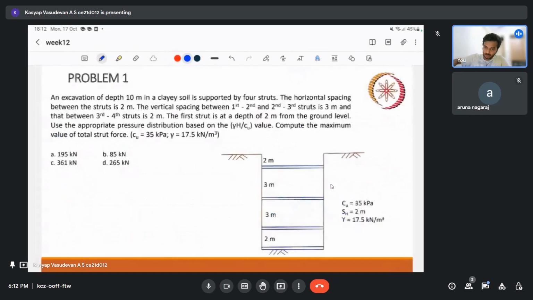The first problem deals with a braced excavation. Here we have a depth of excavation of 10 meter. Let me label it: this is 10 meter, and it is said that four struts are there. Let me number them 1, 2, 3, and 4. The horizontal spacing, that is Sh, is 2 meter, and the vertical spacing between the first and second is 3 meter, and between the second and third is 3 meter. Between the third and fourth strut is 2 meters, and the first strut is 2 meter below the ground line. So this is also 2.